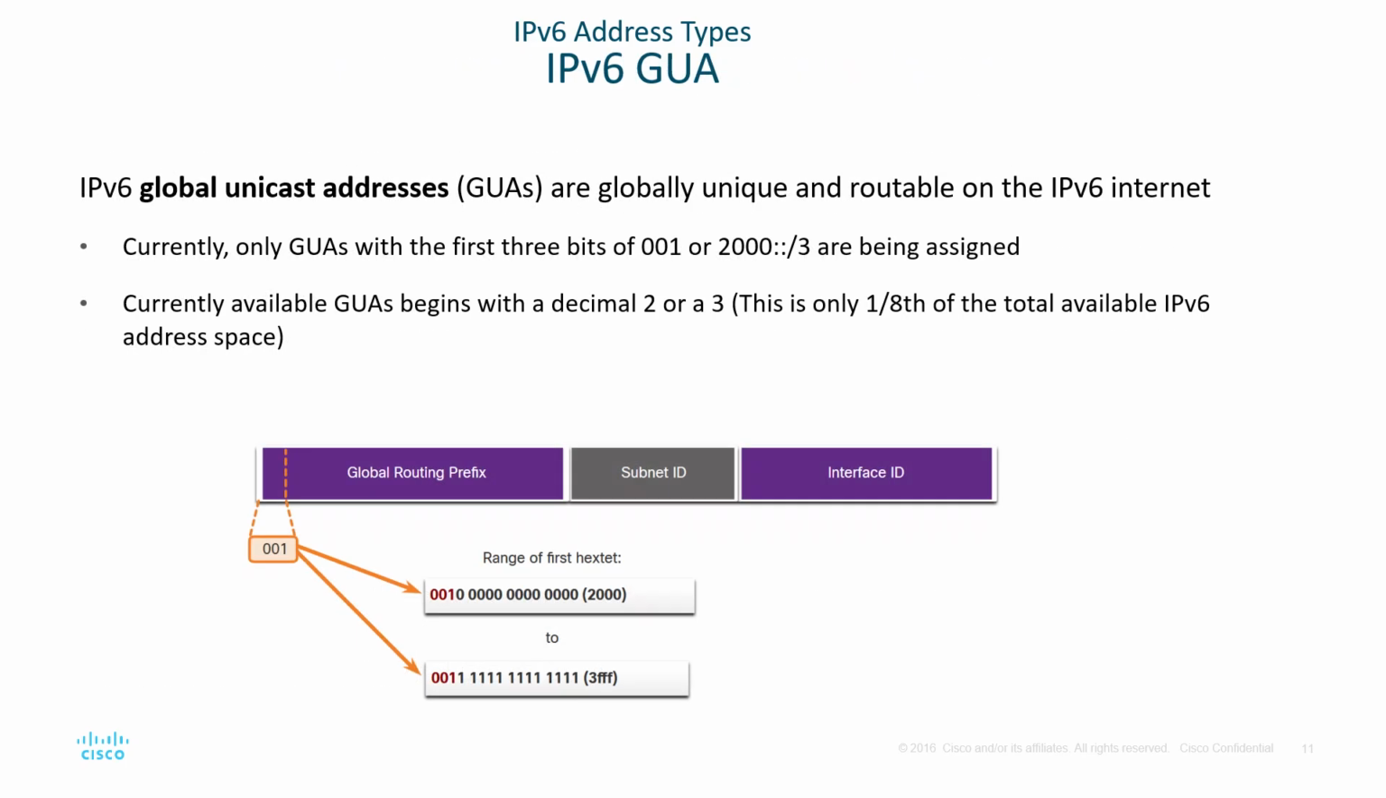So, your global unicast address. Again, globally unique, routable on the IPv6 internet. Currently, only GUAs with the first 3 bits of 001, which translate to 2000::/3, are being assigned. So look at that right there. Only the first 3 bits of that unidecillion address space is being utilized right now. Currently available GUAs begin with a 2 or a 3. This is only 1/8 of the total available IPv6 address space.